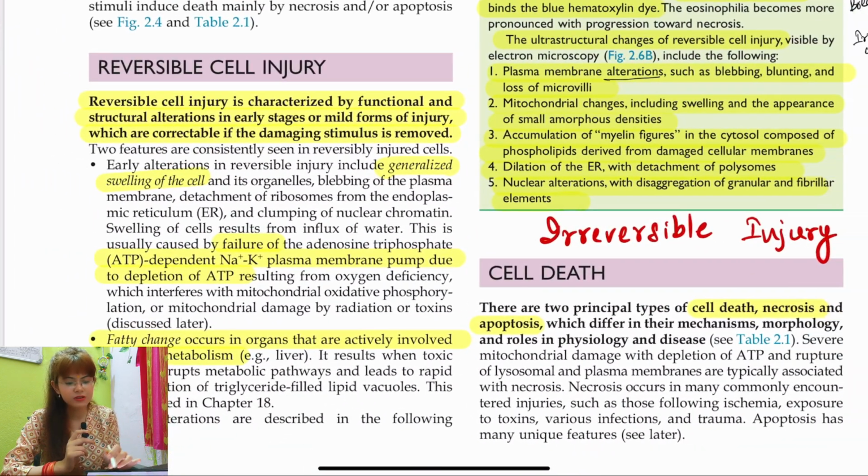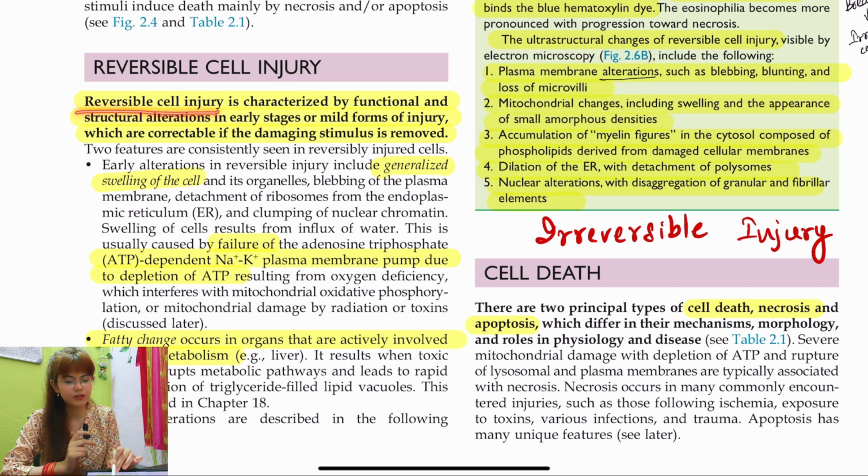If you talk about reversible injury, reversible cell injury is characterized by functional and structural alterations in the early stages or mild forms of injury, which are correctable if the damaging stimulus is removed. So if the stimulus is removed, the cell will return back to its original state. That is reversible cell injury.